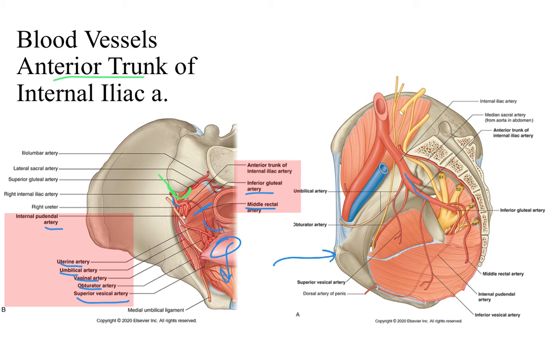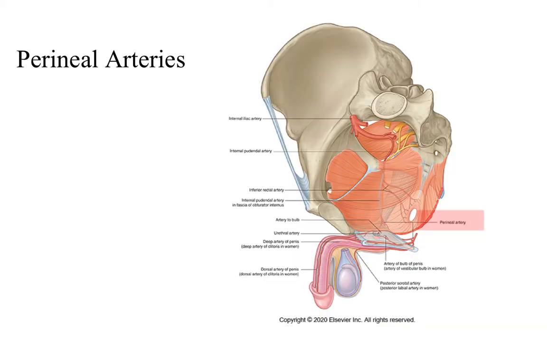And so in this picture right here, we get a little bit better view of the anterior trunk and where the branches are actually coming off, as opposed to this picture, which showed the organs they're actually going to. And then here we have the perineal arteries, which are branches of the internal pudendal artery.